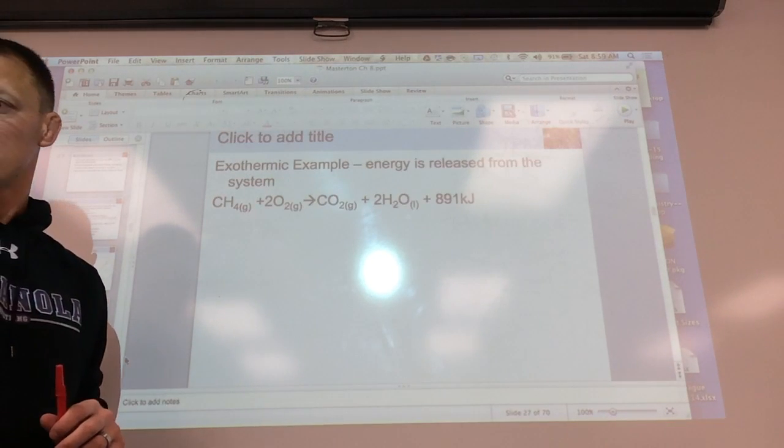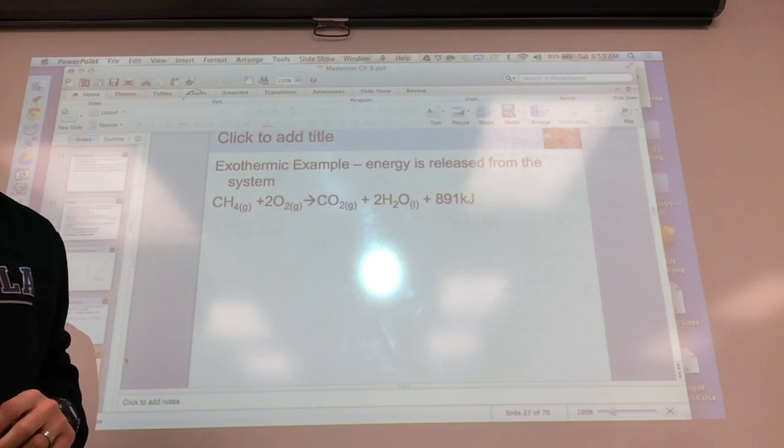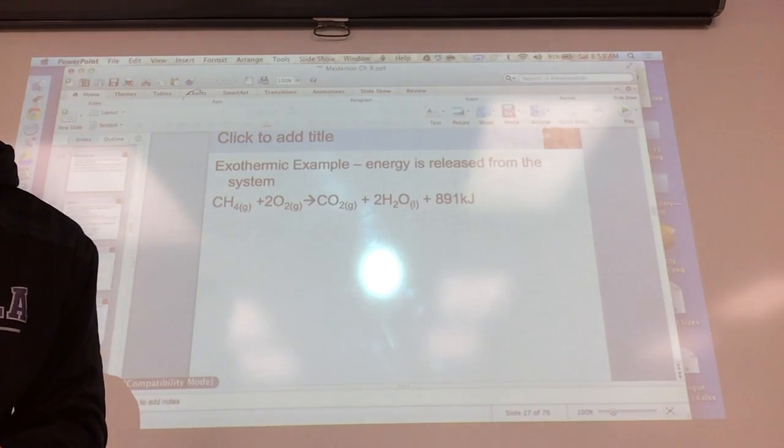Here's an exothermic one. It is an exothermic reaction. I don't like that one very well, so I'm going to go back to your notes now.